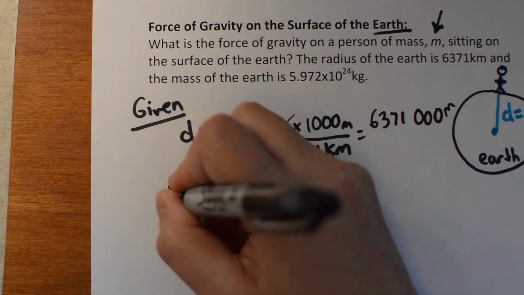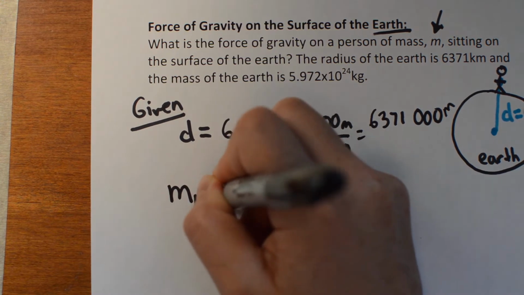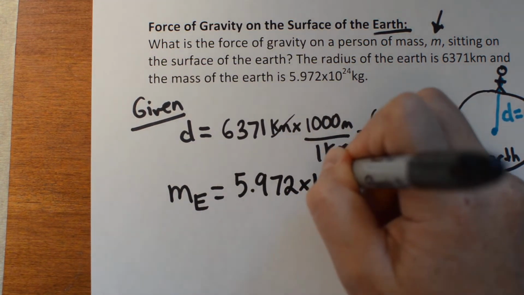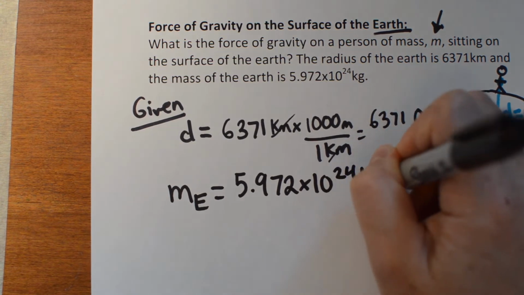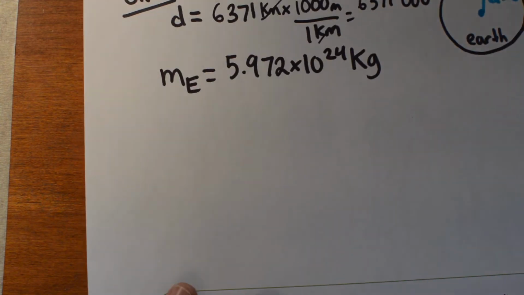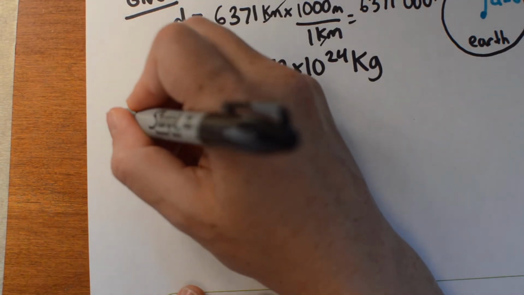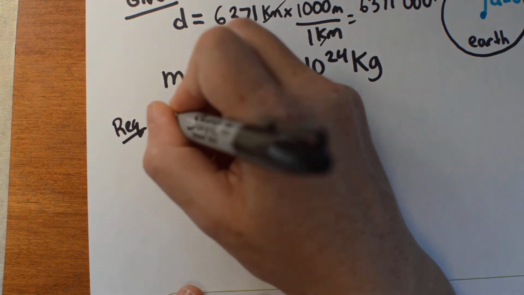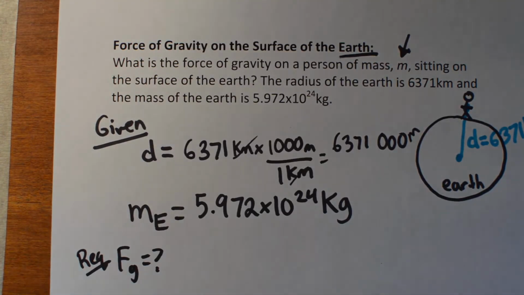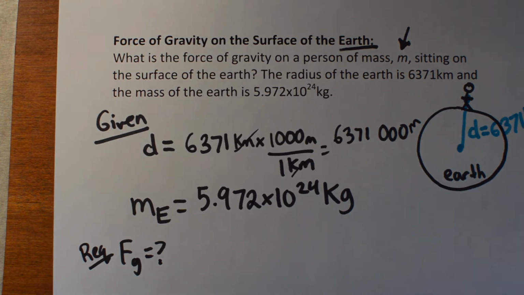I know the mass of the Earth. That's 5.972 times 10 to the 24 kilograms. So that's a massive object, right? That's big enough to really exert a force of gravity. What I'm trying to find, so my required, is the force of gravity on you. And we're just going to call your mass m, because then that lets us be a little more flexible.